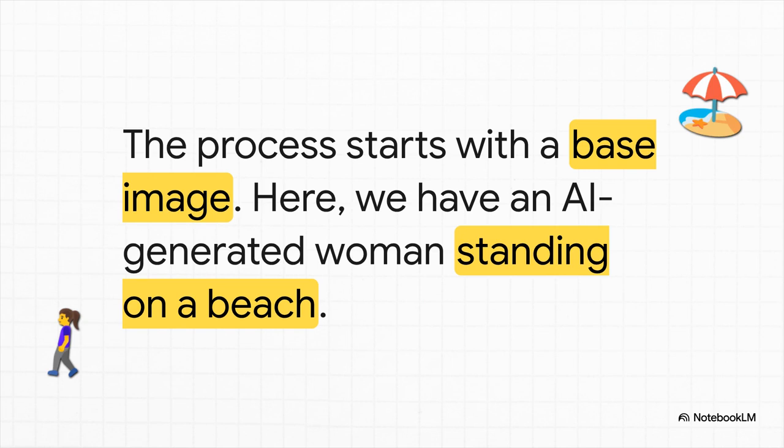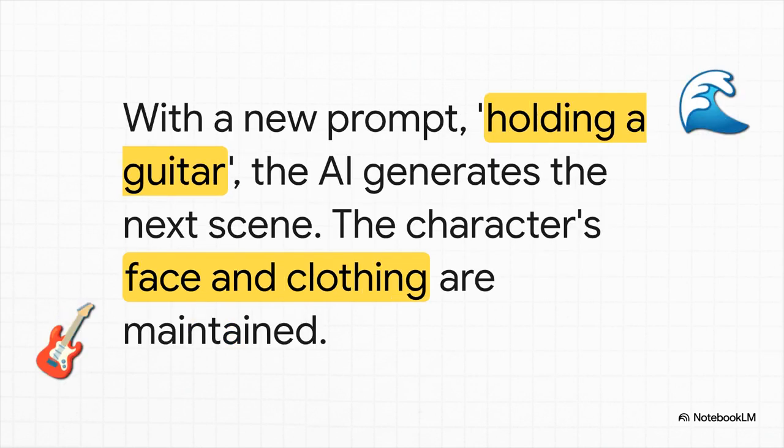We start with our first image, let's say from a prompt like, a woman with long brown hair wearing a white dress stands on a beach at sunset. Okay, got it. Now, for our next scene, all we do is add a new detail. We use the same prompt, but we add, now she is holding a guitar. The AI makes a new image and check that out.